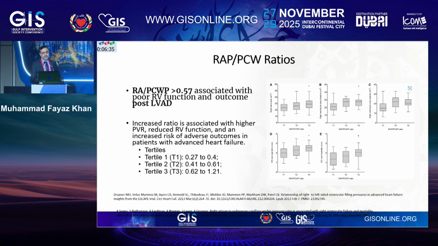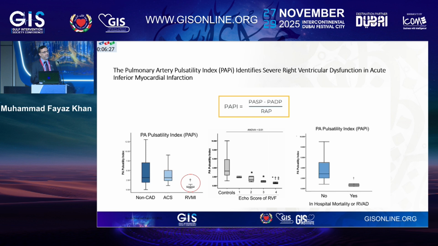The RAP and PAC ratios, as we talked about earlier, are strongly linked to mortality. On the PAPI, I'm going to spend a few more seconds: if the right ventricle can generate a big pulse pressure in the pulmonary artery and the right atrial pressure is low, that's not a bad right ventricle. But if the right atrial pressure is high and the pulse pressure in the pulmonary artery is low, that means the right ventricle may not be good.